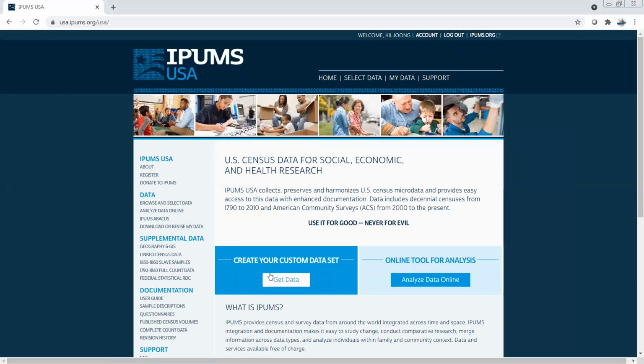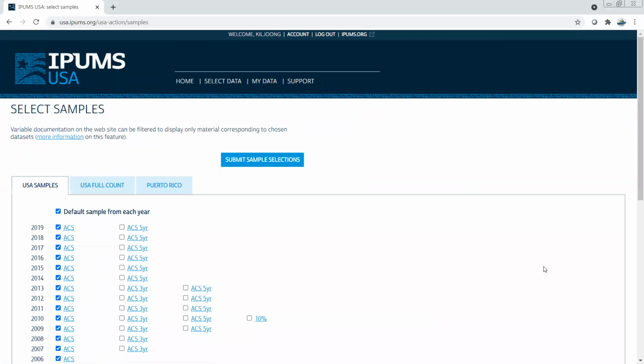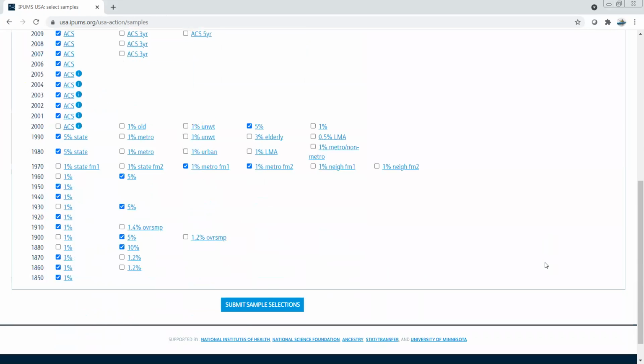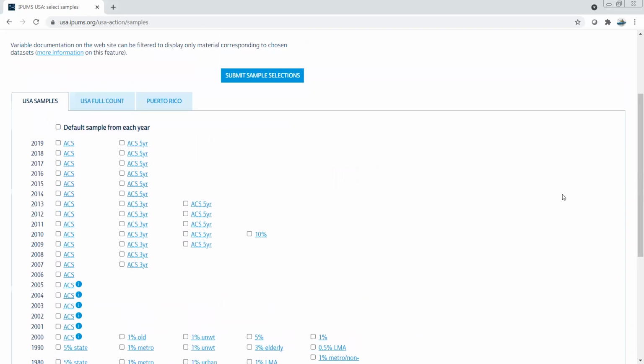Here, when you click on get data, this will allow you to do a number of things. And this is a really important step in terms of determining not just when, but what. So a few things to think about. The first is a sample. And obviously, here you can get all kinds of different data going all the way back to 1850. However, today I'm going to walk you through how to get most recent data, which is ACS 5 years.